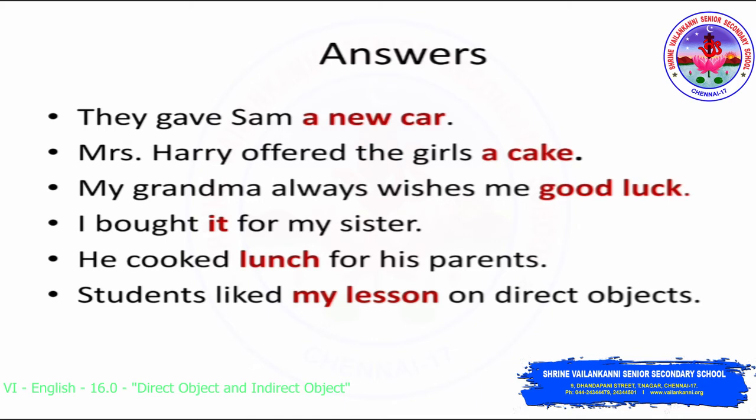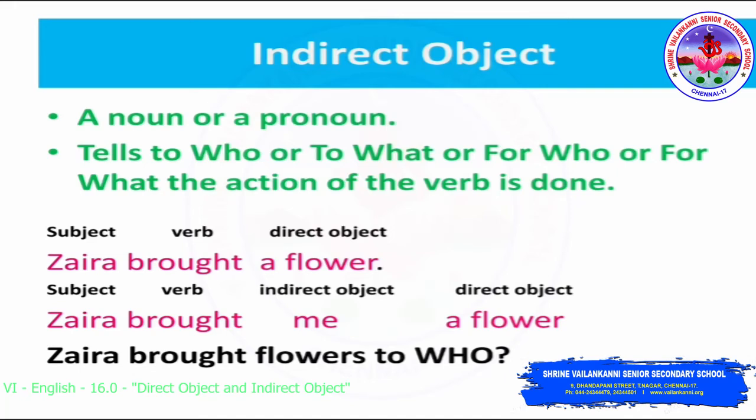Great. So, now we have the direct object. Now, let's look at the indirect object. It is a pronoun that tells to who or to what, or for who or for what the action of the verb is done. These are the questions that are answered by the indirect object. So, see the first example.